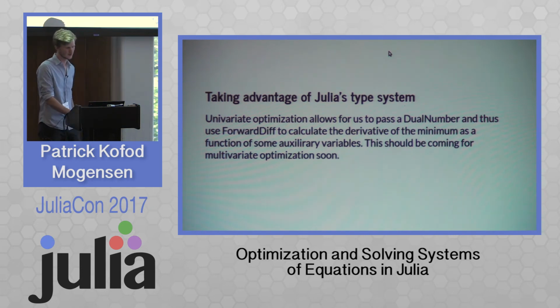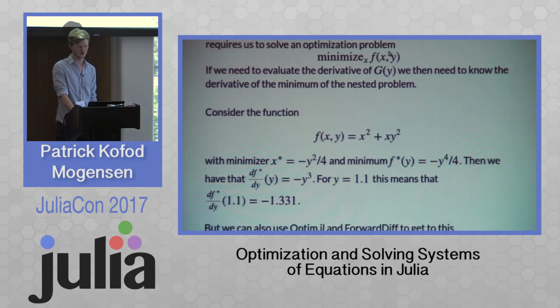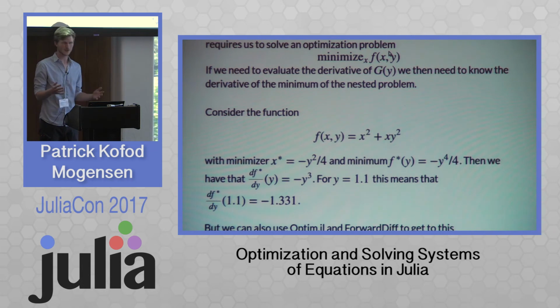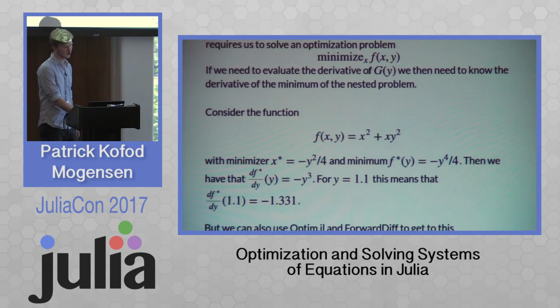Okay. So one of the things that just got merged was that we want to try to take advantage of the Julia type system more than we are currently. So one thing that you can do is to allow dual numbers to take part in these calculations. So why would you want to do that? Well, say you need to solve some equation g of y, and you want to set that equal to 0. Then part of evaluating your g involves minimizing some quantity f over x for a given y that you enter into g.